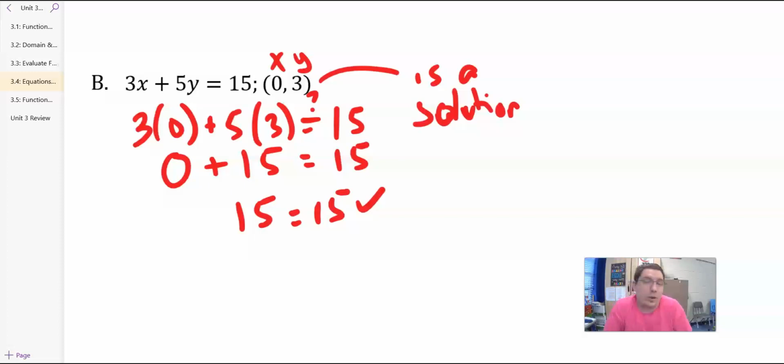Okay? So again, we're trying to see if when I substitute in for the x and the y, do I get the right side? Or if it's solved equal to y, do I get that the left is equal to the right? Okay, that's what we're looking for in these examples. Let's look at the next two examples in C and D.